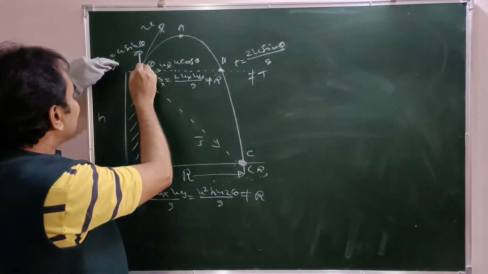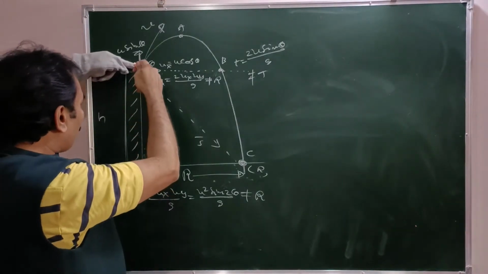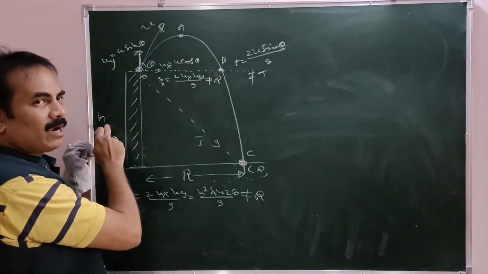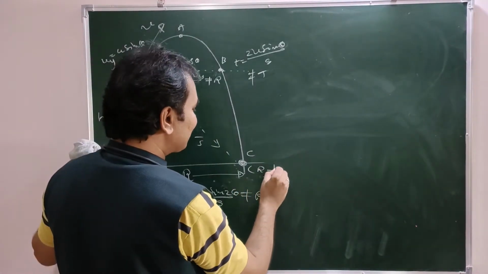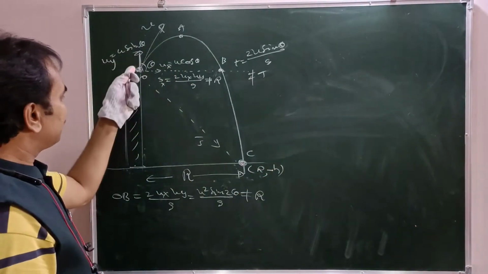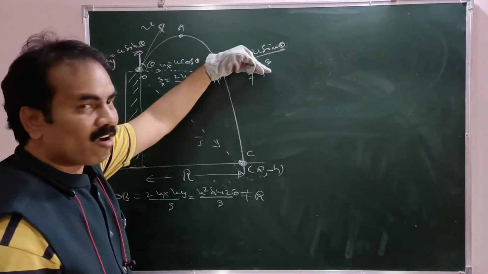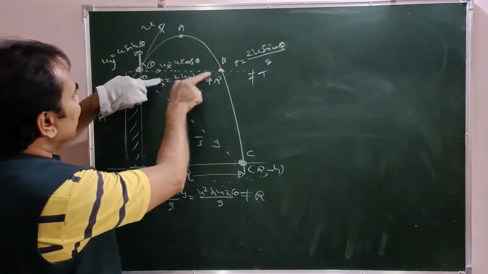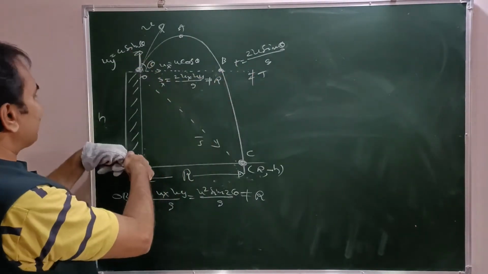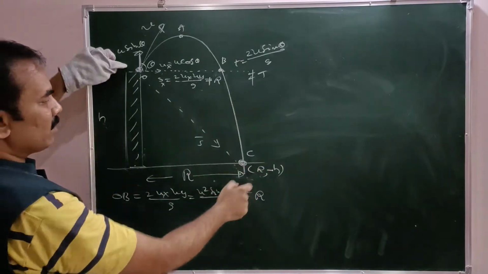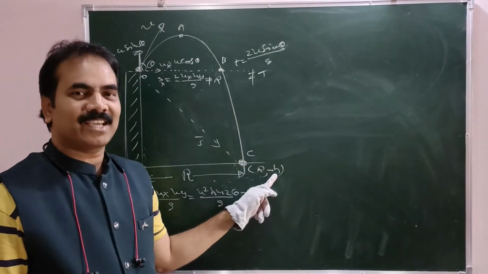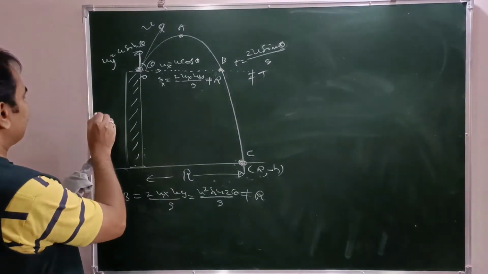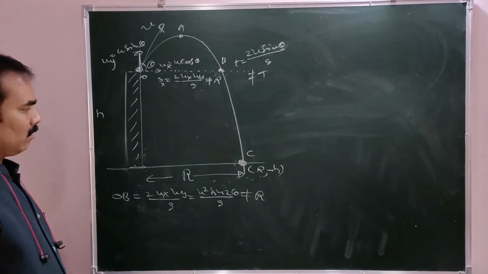Because this is the point of projection. Now vertical displacement means from the point of projection downwards. So this is what? Minus h. Y coordinate minus h. See, this is the displacement. This is the horizontal component of displacement. This is the vertical component. Vertical component means h with negative sign. So the y coordinate is minus h. This is the height h.